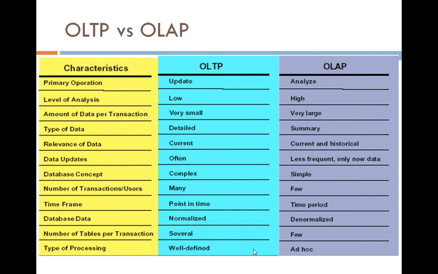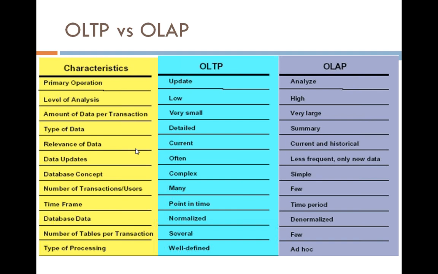So these are the major differences which we would be focusing on with respect to OLTP and OLAP. Out of these, the most important is the relevancy of data, which means OLTP holds current data, while OLAP holds current plus historical data. OLTP is optimized for writing data and OLAP is optimized for reading data.